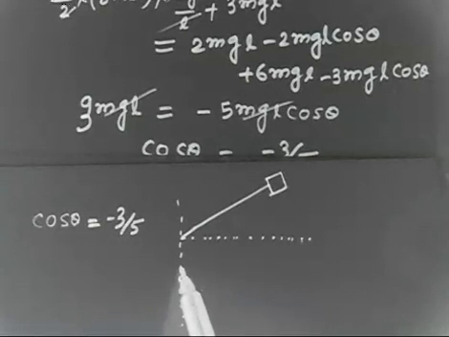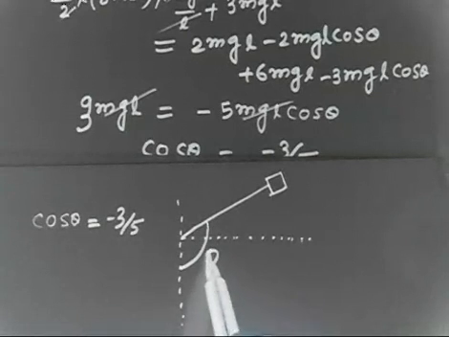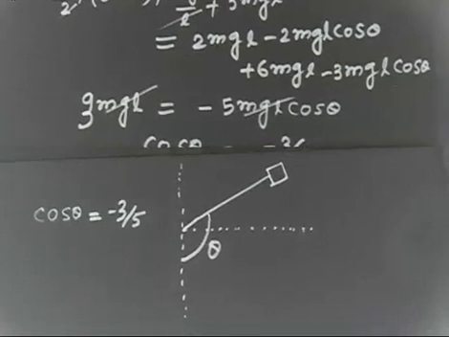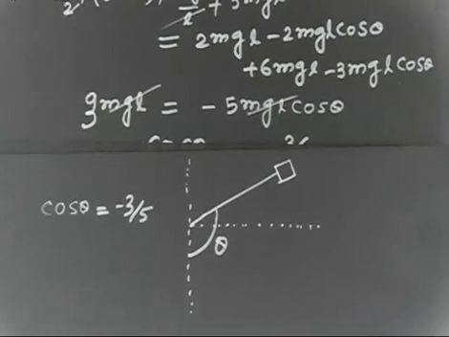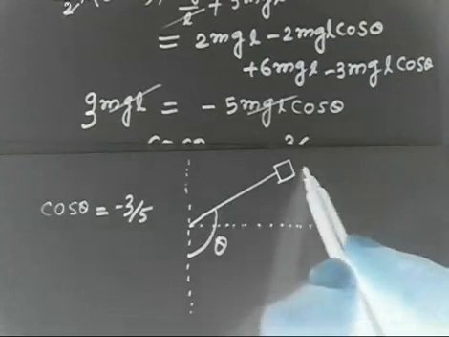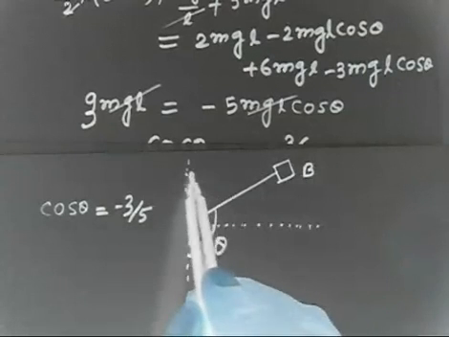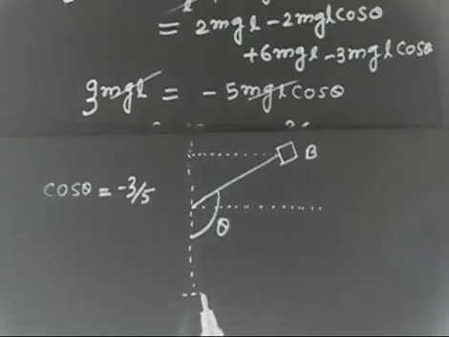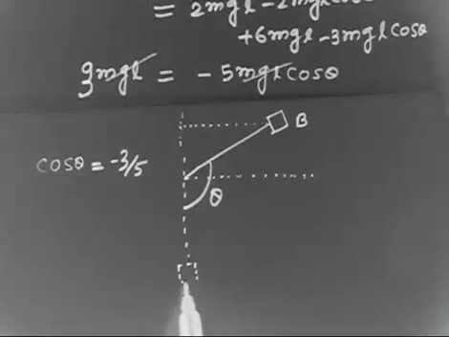So if you take the total angle for this theta, you have minus 3 by 5. The question also asks, what is the maximum height reached by the block B? So you can find the height reached by block B. This is the height, if initially it was here. Are you getting? So initially it was here. Now what is the height?